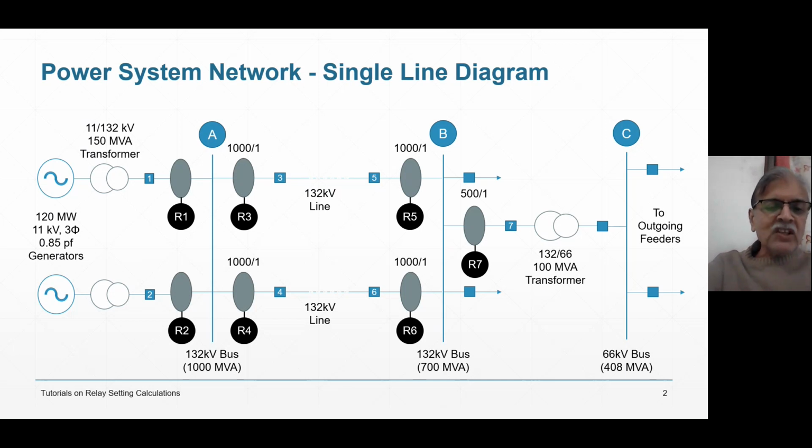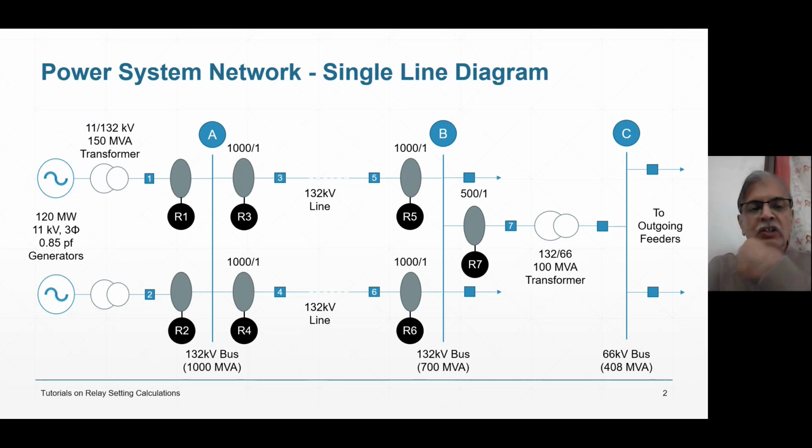The fault levels are given: 132 kV bus 1000 MVA. It's a 3-phase fault, right? 3-phase to ground fault. On bus B it is 700 MVA. On bus C it is 408 MVA. That is what is given, right?